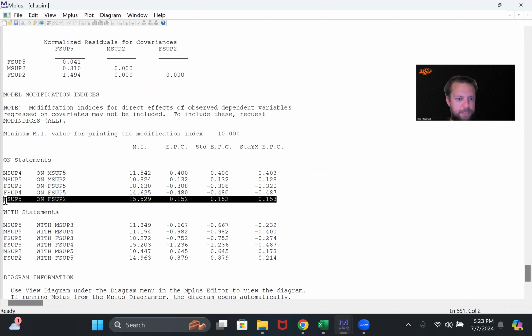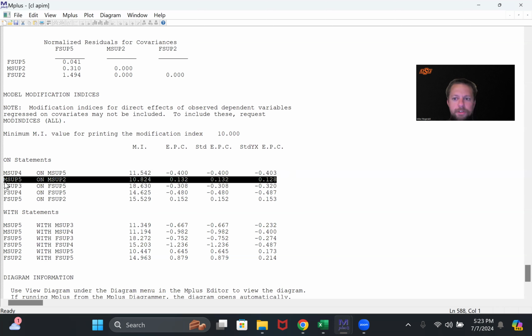All right, not surprising, right here and right here. We are still seeing some residual effects from marital support at wave 2 to wave 5. The model is telling us there still needs to be a path there. So we've already done between wave 5 and wave 3, wave 4 and wave 2, but we haven't done between wave 2 and wave 5.